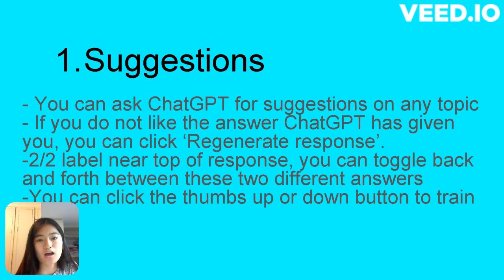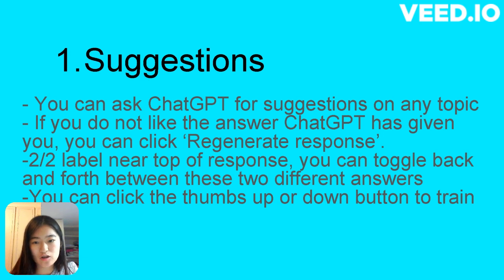So the first way I recommend you can use ChatGPT is by asking it for suggestions on any topic. For example, if you're interested in artificial intelligence, you can command it to, for example, recommend 5 websites to learn about artificial intelligence by typing it into the chat box. And this will let the AI generate an answer, but if you don't like the answer ChatGPT is giving you, you can click on a tab at the bottom which states regenerate response. And by clicking this button, ChatGPT will generate another response to your command.